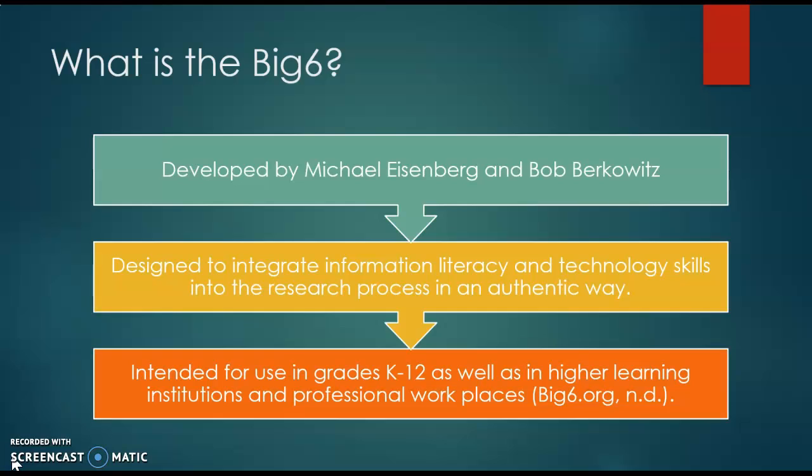So next we are going to be looking at what is the Big 6 approach to research. First of all, the Big 6 approach was developed by Michael Eisenberg and Bob Berkowitz, and they developed this approach to researching to integrate information literacy and technology skills into the process in an authentic way. So their hope was that they could find a way to take the technology skills that are fundamental in 21st century learning objectives and also integrate them in a way that was meaningful for learners while they were researching and developing those information literacy skills.